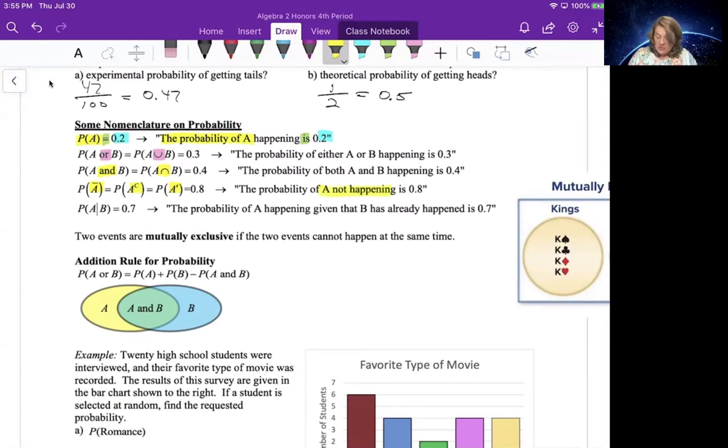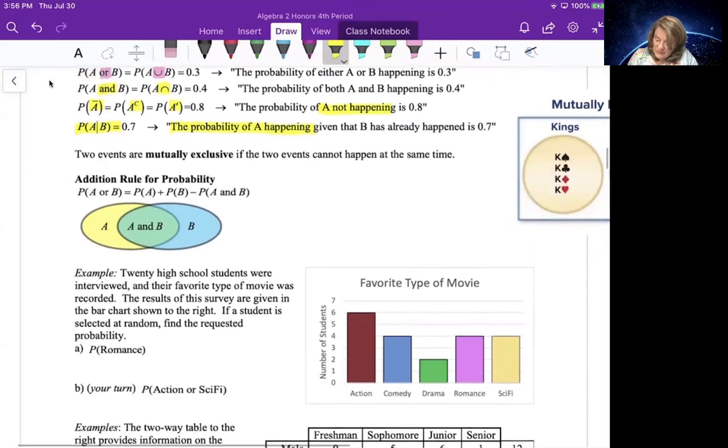So we've got to think about these, right? What about this one right here? P with parentheses with an A and a line and B. What does that mean? That means the probability of A happening given that B has already happened. So B has already happened. Now what's the probability of A happening? These are some terms or some nomenclature that you might need to review to ensure that you can do the problems. If you can't read it, math is kind of a language.